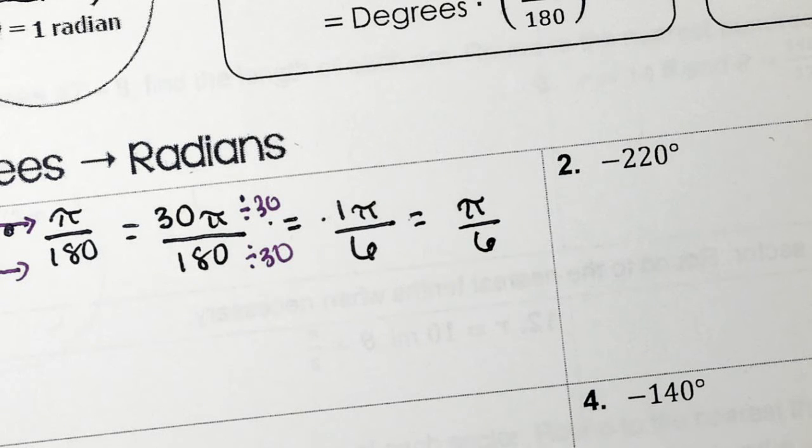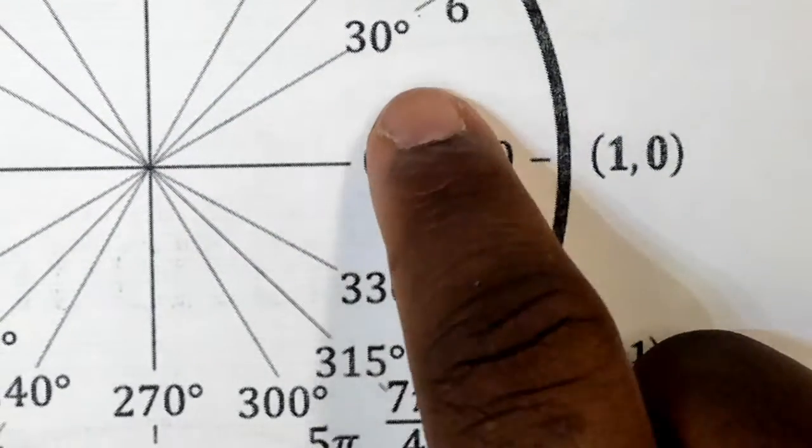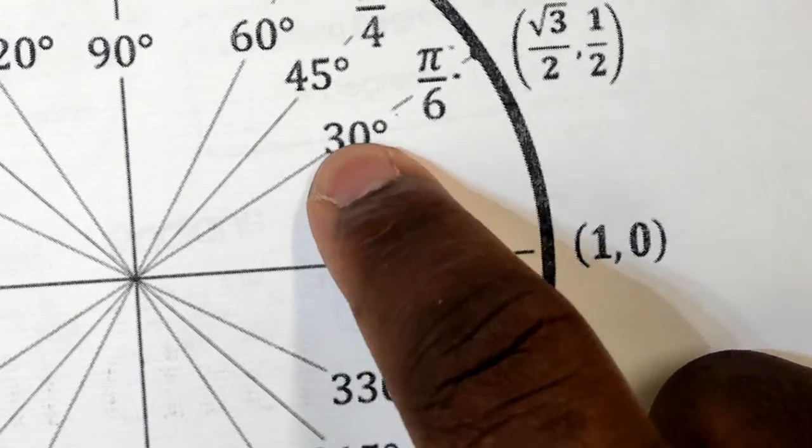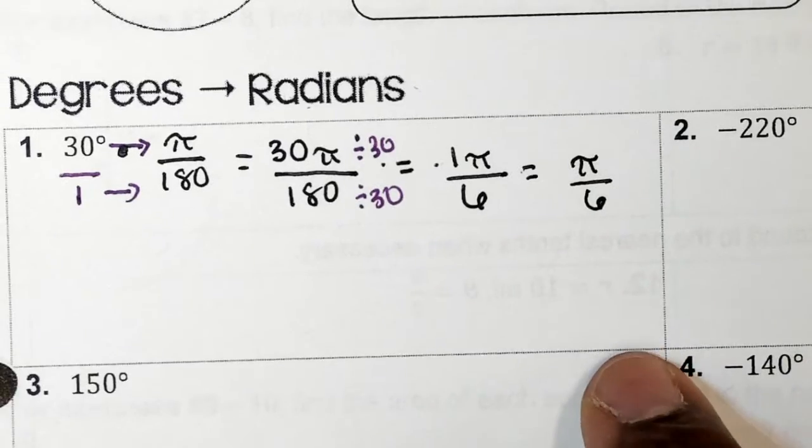This is us converting from degrees to radians. Let me show you on my unit circle. So this is one of the common numbers too, so you'll see it on here. On the unit circle, 30 is pi over 6. So this is how you would get there if you had to convert by hand.